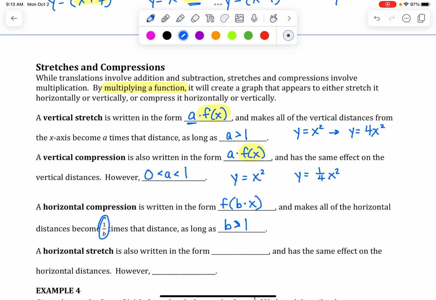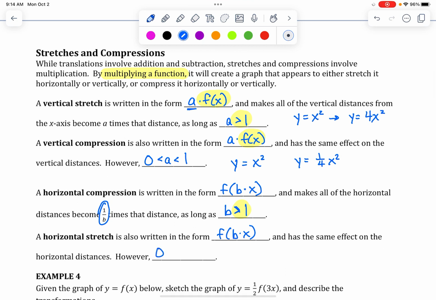In a vertical stretch, A was greater than 1, it was a vertical stretch. In a horizontal compression, the number is greater than 1. So there's a couple little tricky things there, which is why you've got to really pay attention to where the parentheses are. The horizontal stretch then means you're going to have the same function, so there's going to be some number in the parentheses, but that number is going to be between 0 and 1, okay? It's going to have the same effect, but a stretch is going to have the number be a fraction. So it's sort of counterintuitive, but let's take a look at an example, and I think it will make sense, okay?